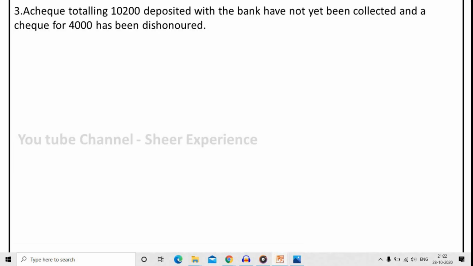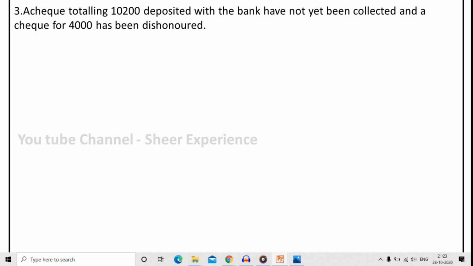Our next transaction is check totaling 10,200 deposited with the bank have not yet been collected and a check of 4,000 has been dishonored. Firstly, this difference is related to receipt side of the cash book. Receipts always increase the cash book balance. Here it states 10,200 received and deposited into bank on the same day. But the transaction says these are not collected by bank. That is a first change. There is also a second change for this transaction, that is 4,000 dishonored.